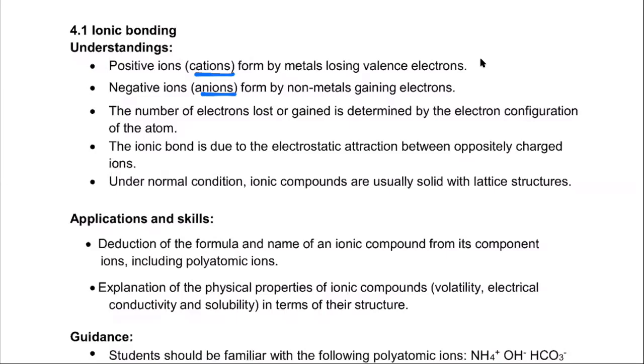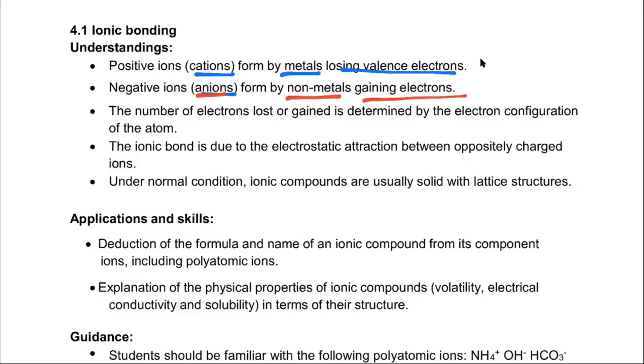So the thing we need to know here is these associations. Positive ions, or cations, you need to know that they're formed from the metals losing valence electrons. You need to know all of those go together. Positive ion is a cation. That's going to be a metal element, and it's going to have lost valence electrons. And then the anions are all the opposite. They're going to be negative, they're going to be nonmetals, and they're going to have gained electrons.